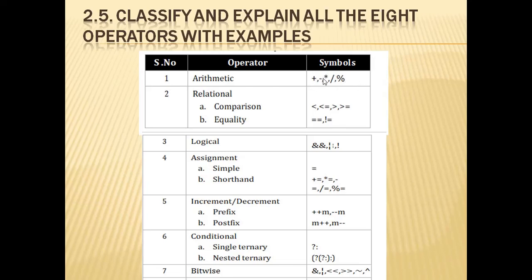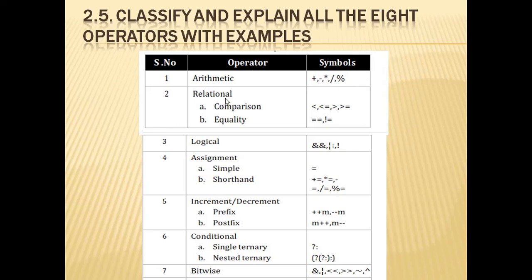Plus is for addition, minus is for subtraction, asterisk is for multiplication, and this symbol is for division, and this is the modulo operator. So the division gives the quotient value, and the modulo gives the remainder value. And we know that this is the multiplication, this is the subtraction, this is the addition. So these are called arithmetic operators.